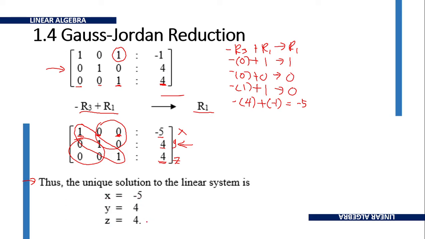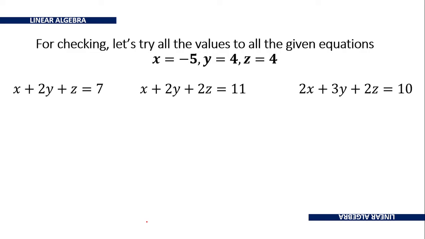Okay, so hindi pa tayo dyan tapos. So, kailangan pa nating mag-checking. So, kailangan natin laging gawin yung checking para ma-verify natin na tama yung mga values na nakuha natin. Okay? So, for the checking, kailangan natin i-try sa lahat ng equation yung mga nakuha nating variable. Okay, so first equation tayo. So, we have x, ito yung mga values, di ba? X is equal to -5, y is equal to 4, and z is equal to 4. So, let's try all the values to all the given equations.